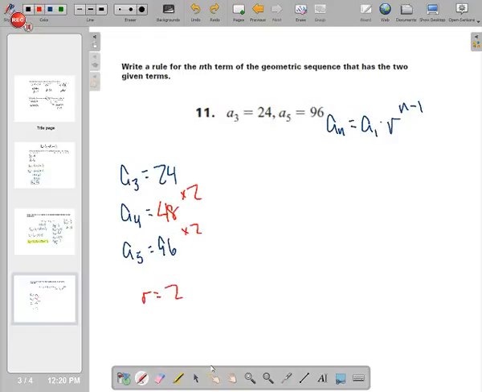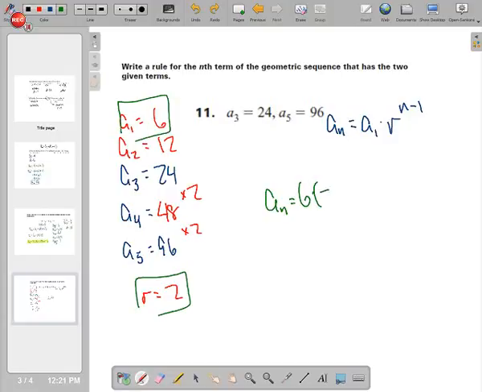You can use the common ratio now to work backwards, kind of like we did before. A sub 2 would be 12, and a sub 1 would be 6, so then I can write my formula. A sub n is the first term, 6, times the ratio, 2. I put that in parentheses, and I do n minus 1.